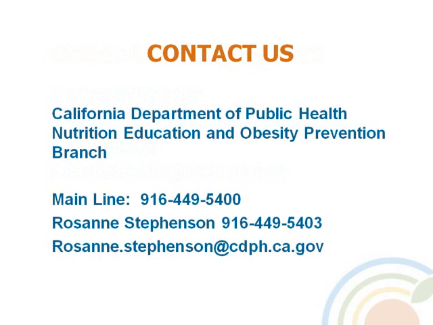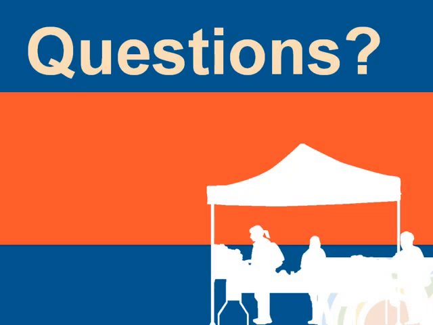And to contact us at the Network for a Healthy California, our main line is area code 916-449-5400. My number is area code 916-449-5403, and that's my email address, roseanne.stevenson@cdph.ca.gov. Thank you.